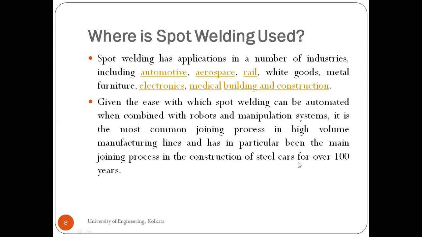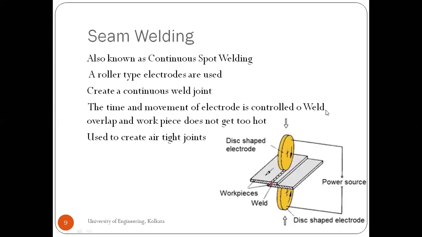However, this spot welding process is similar to the stitching process, wherein there are gaps between the stitches because it is not continuous in nature. So if some kind of leakage takes place, the spot welding process will not be sufficient to prevent the leakage. So in that case, what can be done? If you perform continuous spot welding, that will be your seam welding process. That is a seam welding process.